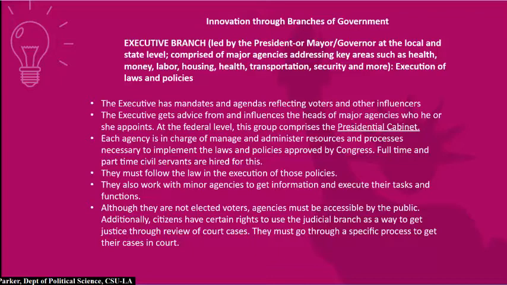Each agency is in charge of managing and administering resources and processes necessary to implement the laws and policies approved by Congress. There are full-time and part-time civil servants who are actually hired to work at these agencies to do this. Now, the people working at these agencies must follow the law in the execution of those policies. They also work with minor agencies to get information and execute their tasks and functions. Although they are not elected by voters, agencies must be accessible by the public. Additionally, citizens have certain rights to use the judicial branch as a way to get justice through review of court cases. They must go through a specific process to get their cases in court.